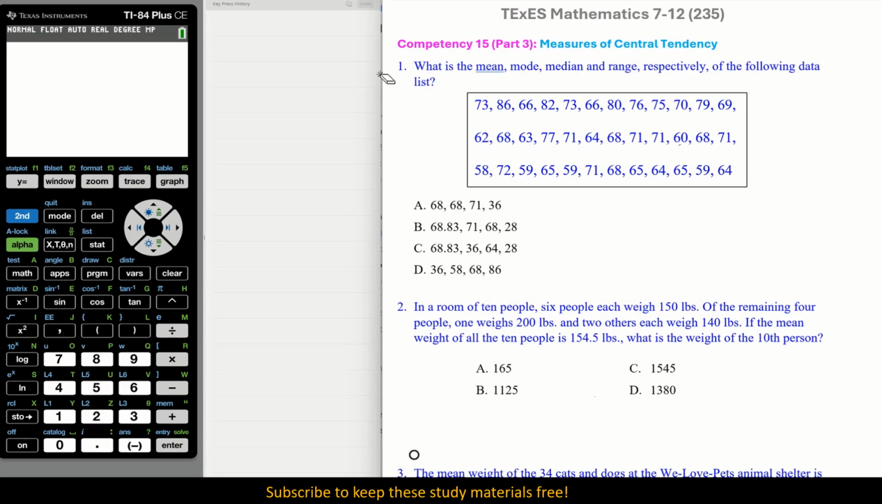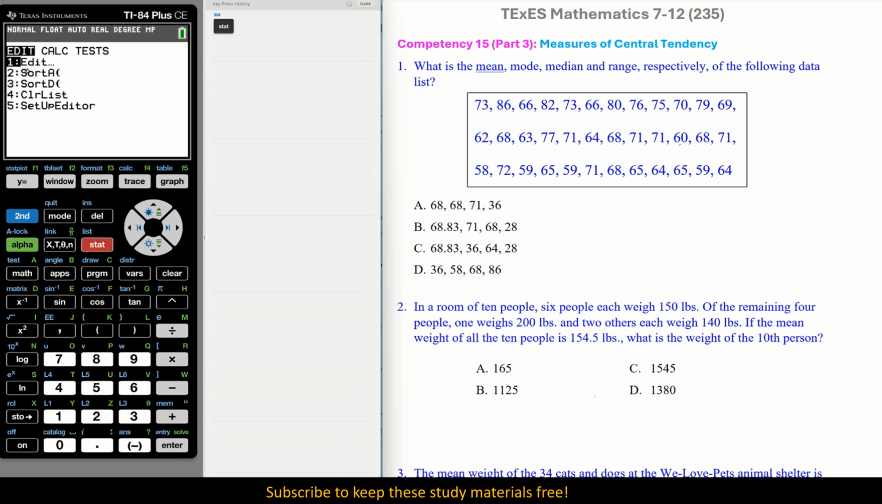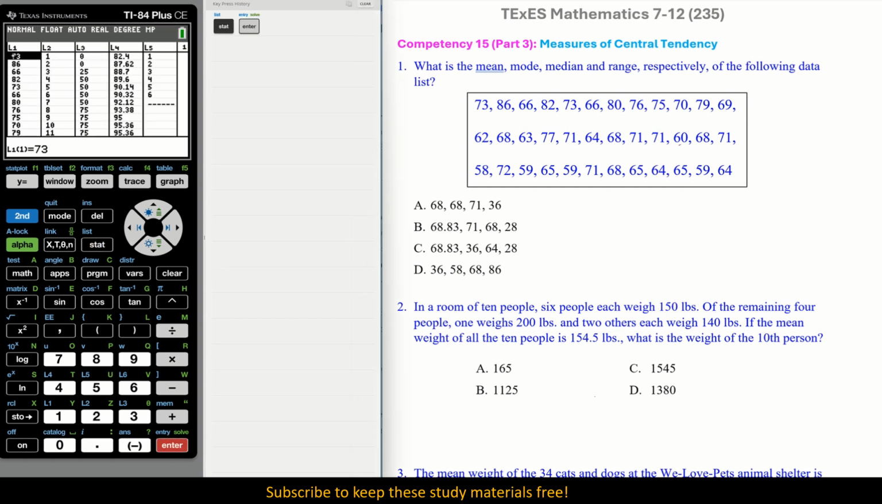Number 1, what is the mean, mode, median, and range, respectively, of the following data list? Okay, so what we need to do is enter these into a list in our calculator. So we should push stat, and number 1 is highlighted that we want. And as you can see, we have entered all of these data points in L1.